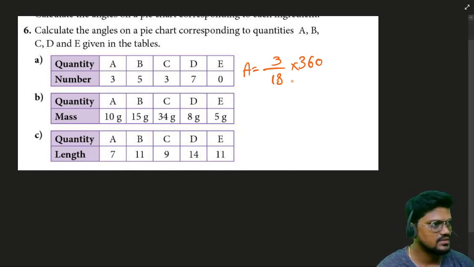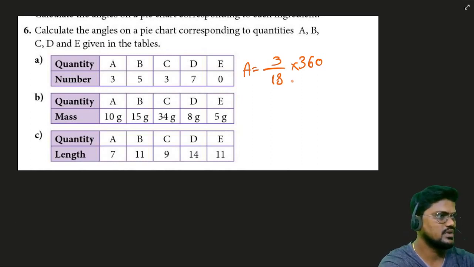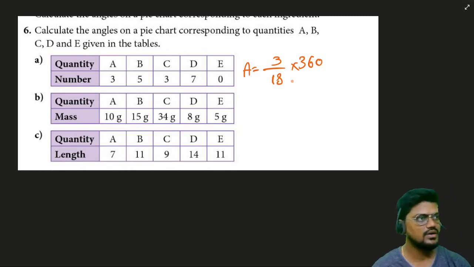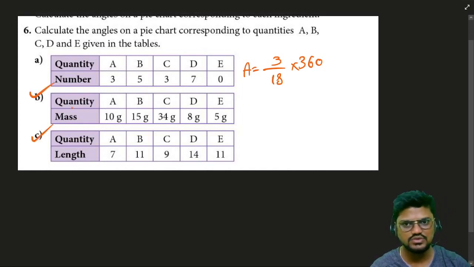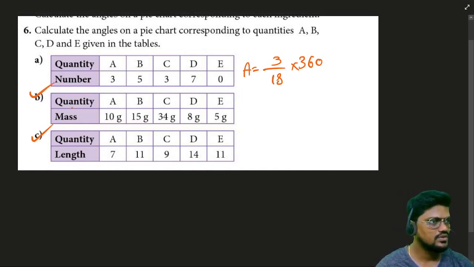Getting it? Everyone? You can nod your face, guys, or you can also raise your hands. Okay, fine. Now, similar is the second one, and the third one is also the same way. You can do it, no? You can do the pie chart. Now, the next question.